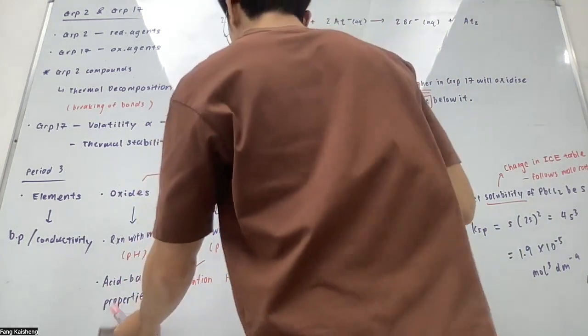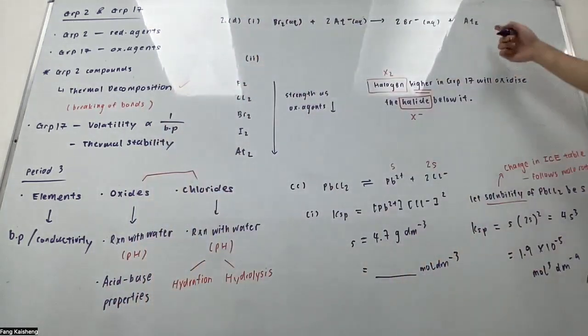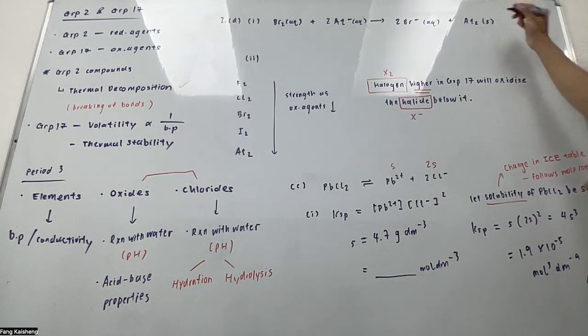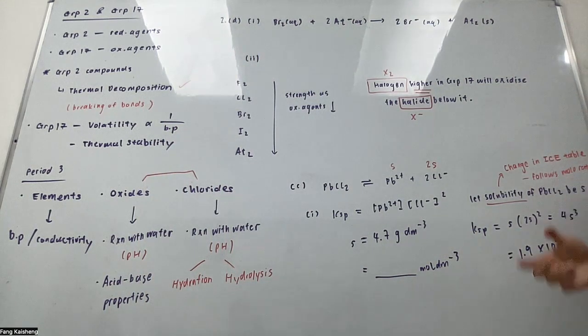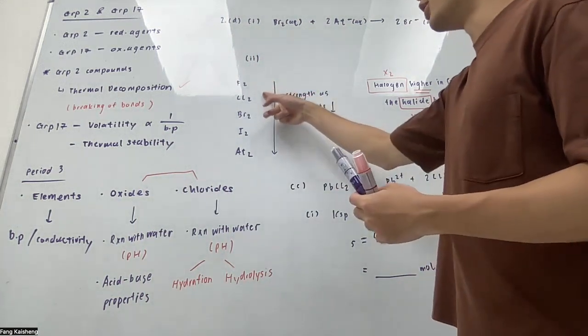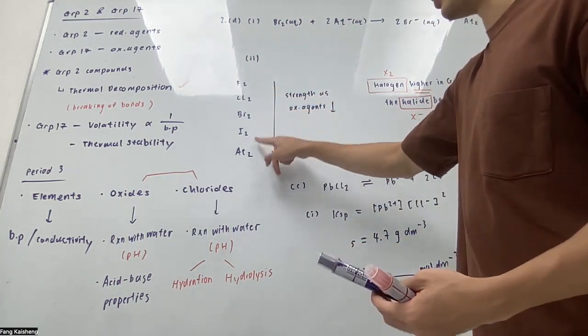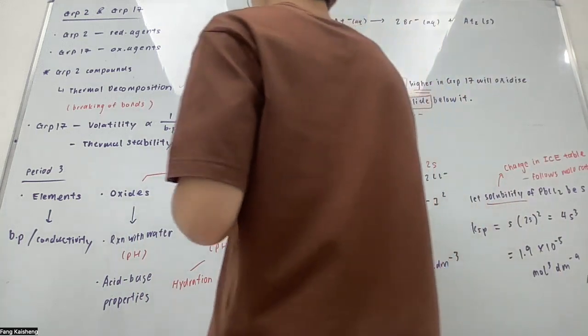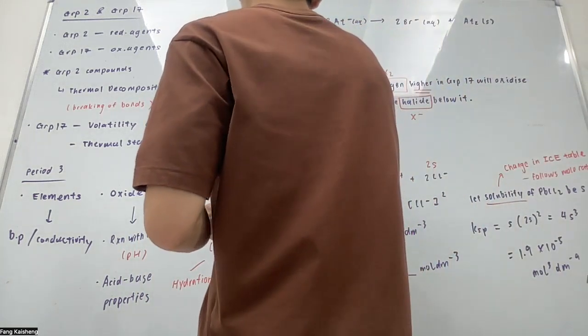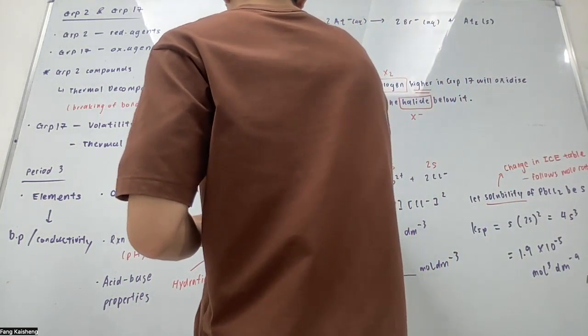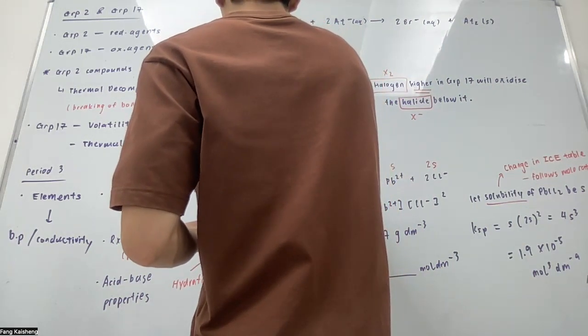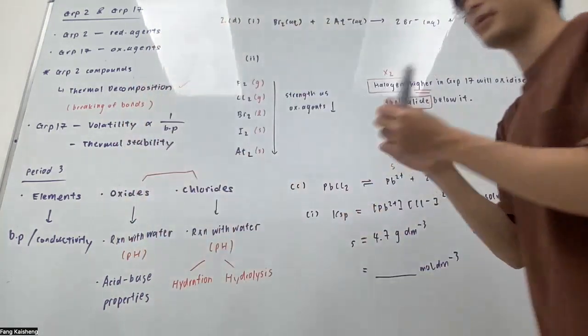The only issue is what is the state symbol for astatine? Any clue? Good, solid. You're supposed to ask yourself what state astatine is in at room conditions. As we already know, the volatility drops, in other words from gas to liquid to solid. So this one must be solid. Try to infer all the different state symbols, then include them in your answer as well.